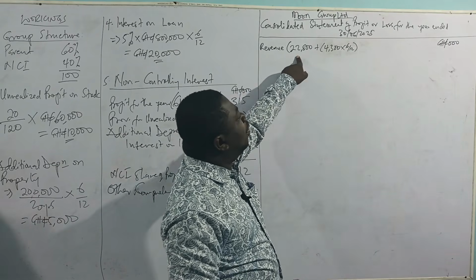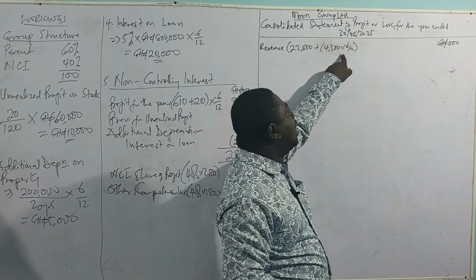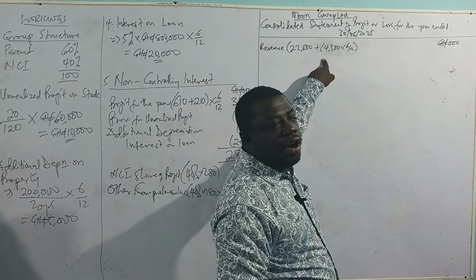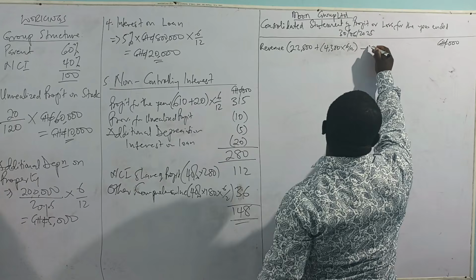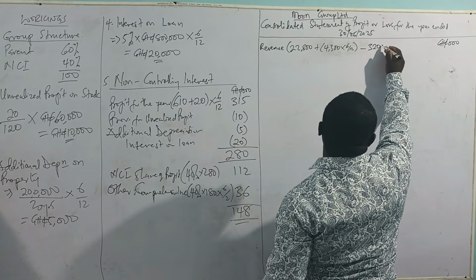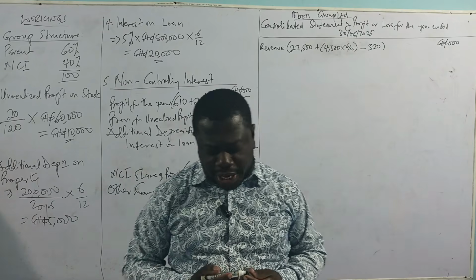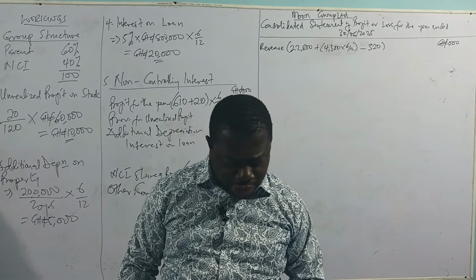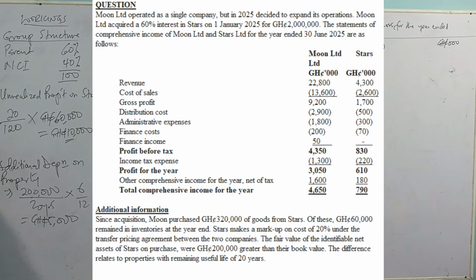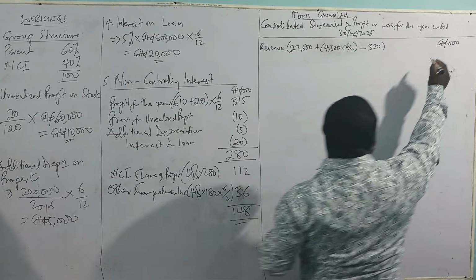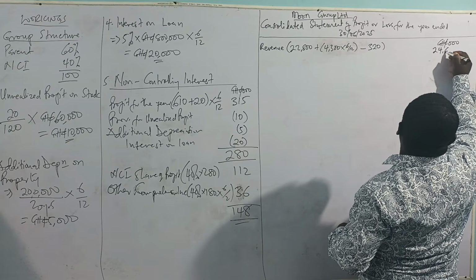So the revenue of the parent plus 6/12 of the revenue of the subsidiary, minus the intra-group sales of 320. Then you close it. Remember that there were intra-group sales. If you go to additional information, since acquisition, Moon purchased 320,000 Ghana cedis of goods from Stars. So that is the intra-group sales. We need to take that out of the revenue. And then we have a final figure of 24,630.